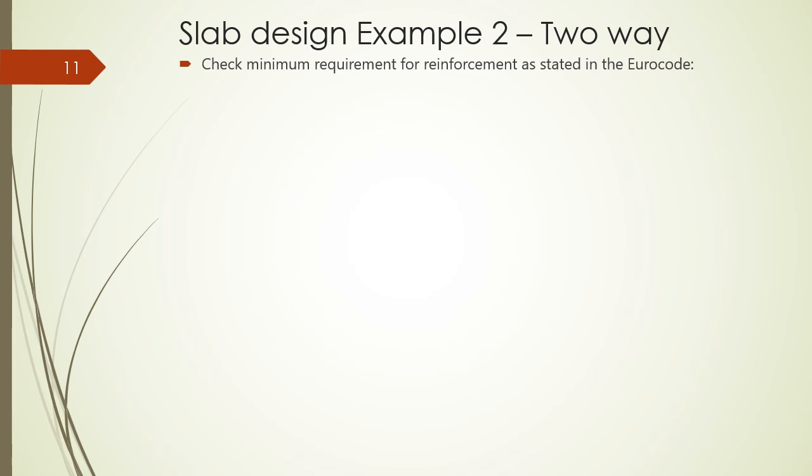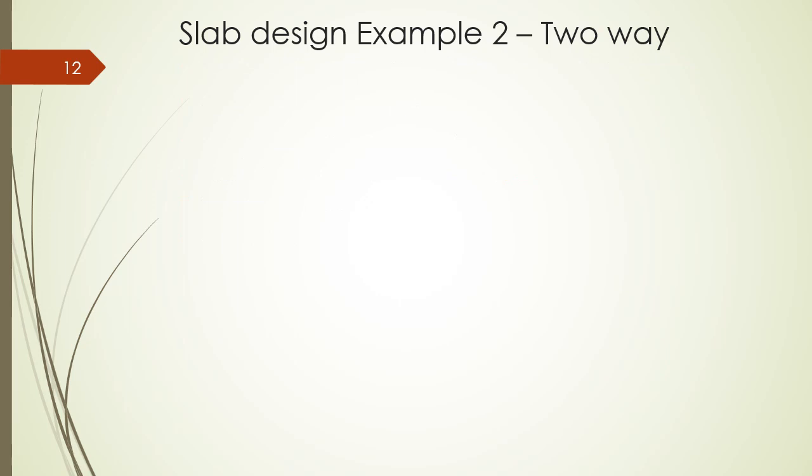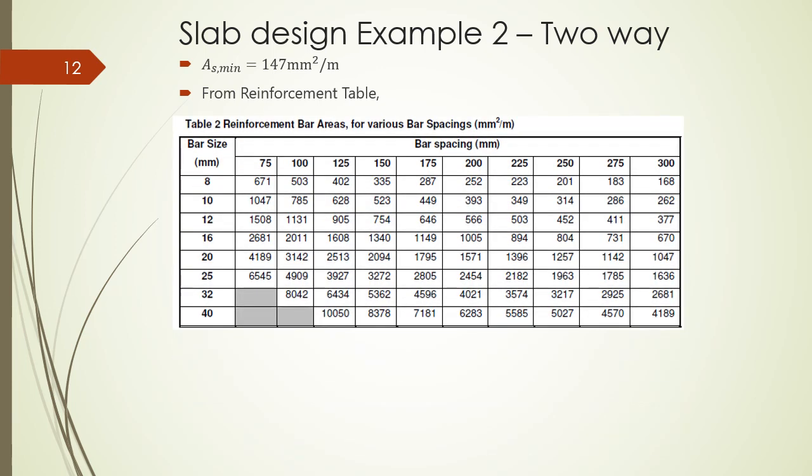We'll then compare 80 millimeters squared per meter with the minimum area of steel requirement as per the Eurocode. So AS min in this case gives us 147 millimeters squared per meter. So the area of steel required was 80, but the minimum is 147. So provide the larger of the two, which in this case happens to be 147 millimeters squared per meter. So we will provide for this area of steel. And when we refer to our reinforcement table, table 2 to be specific, then we will get T8 at 300 bottom 2 satisfies this condition. So 168 millimeters squared per meter.